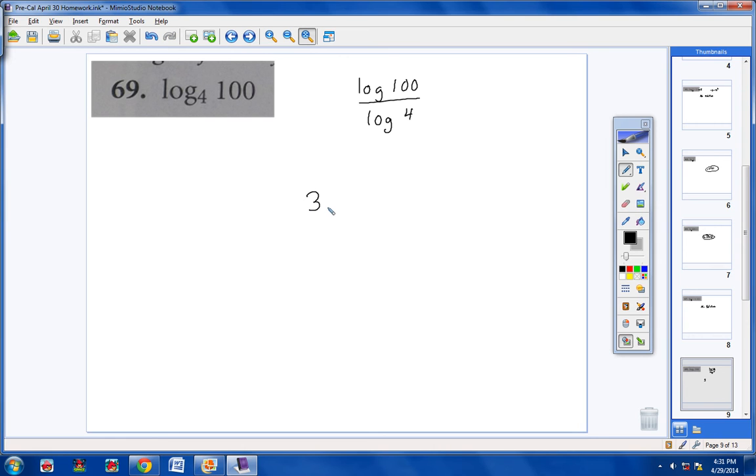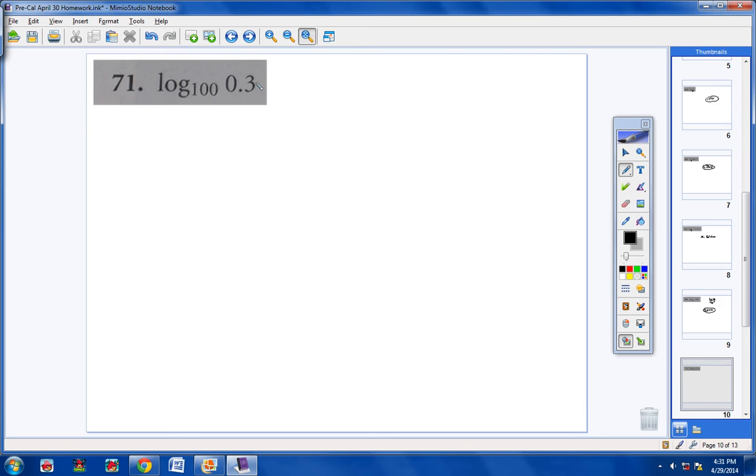Your answer would be 3.32192. And because of this 2 right here, we're going to leave the 9 alone. Okay? So there is your answer right there. Let's take a look at number 71.